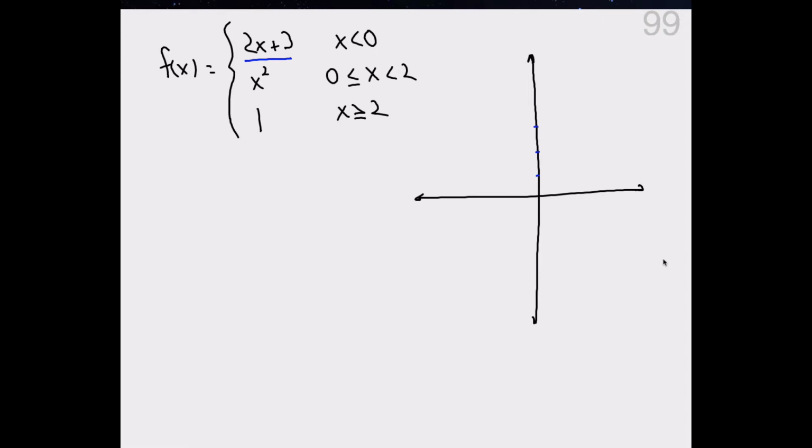Is it a solid dot or an open circle? Open circle. Open circle. And am I going to the left or to the right? To the left with a slope of 2. So down 2 over 1, and I get something like that.